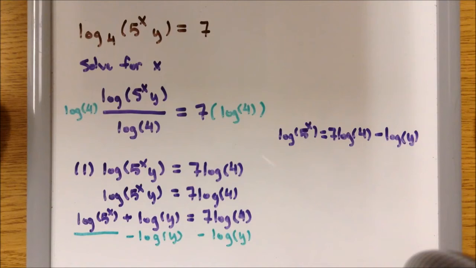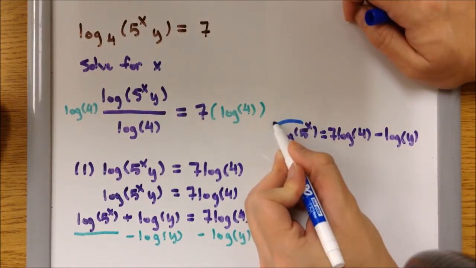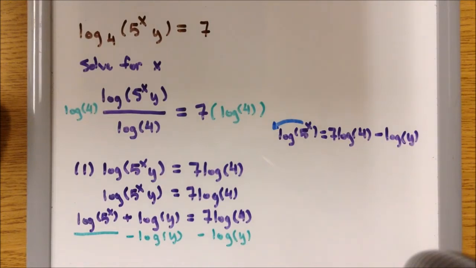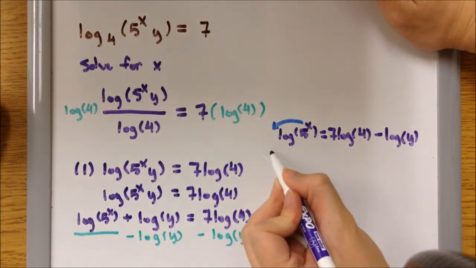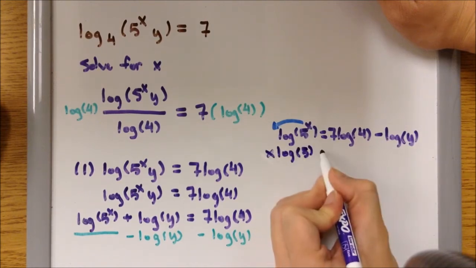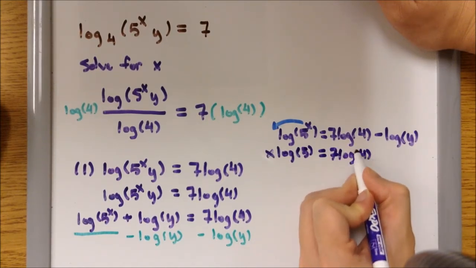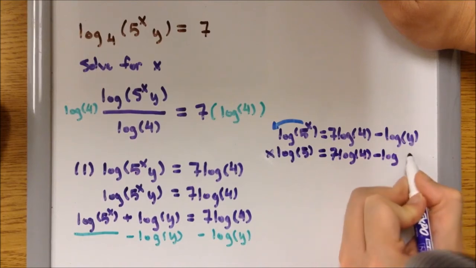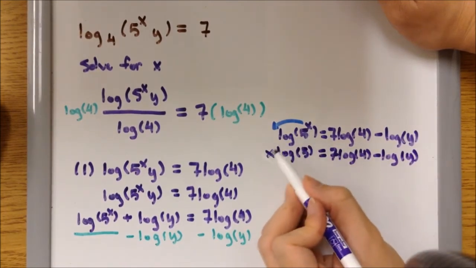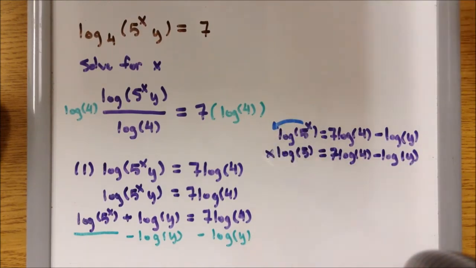Next is I'm going to use the power property because the x is the exponent, and that's what we're looking for. So we're going to move the x as an exponent in front of log. So now we're going to have x log of 5 equal 7 log of 4 minus log of y. So again, all I did was apply the power property and then move the x as an exponent as a coefficient in front of log.